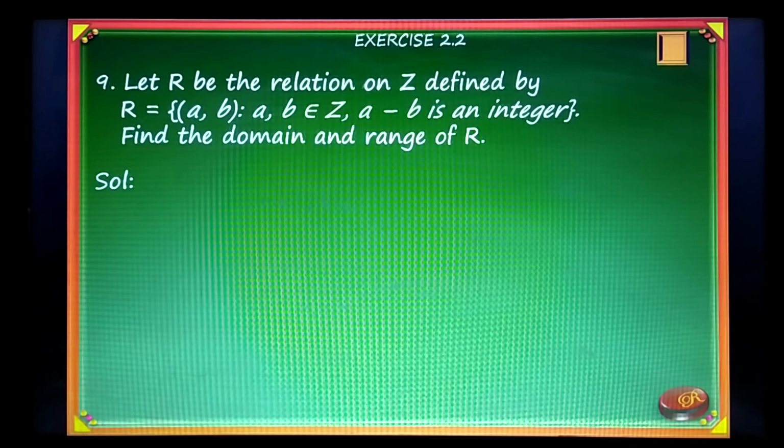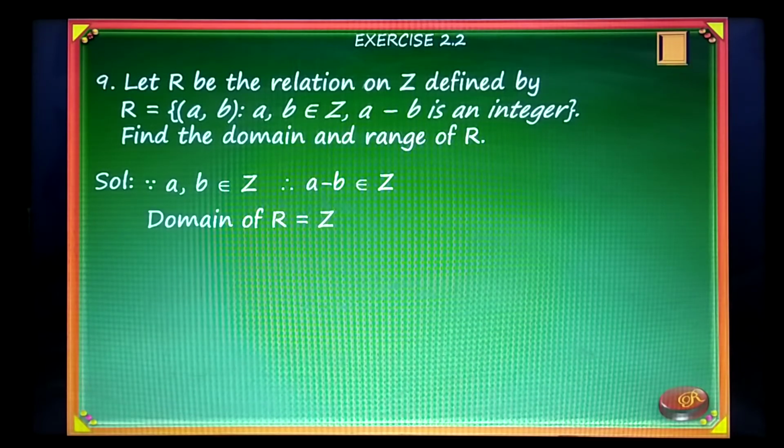Solution. Since a, b belongs to Z, therefore a minus b belongs to Z. So, domain of R is Z. Reason. And range of R is also Z.